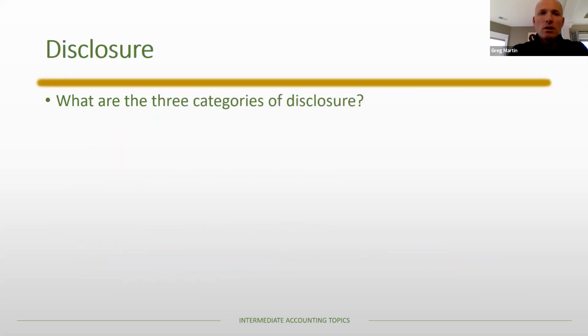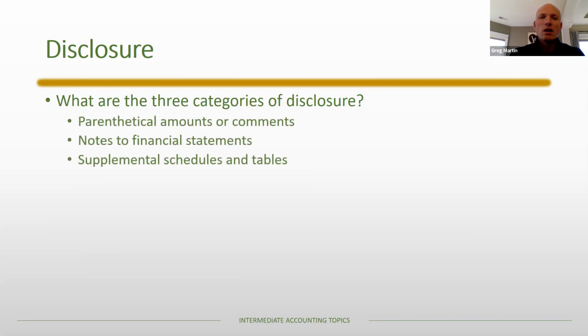All right. Disclosure. 3 categories of disclosure. Again, the whole idea here is, you should disclose information if it's useful for decision making, and you should disclose it in a way that makes sense. You can make comments or parenthetical amounts as you're discussing an item. That would be one obvious way of disclosing information.